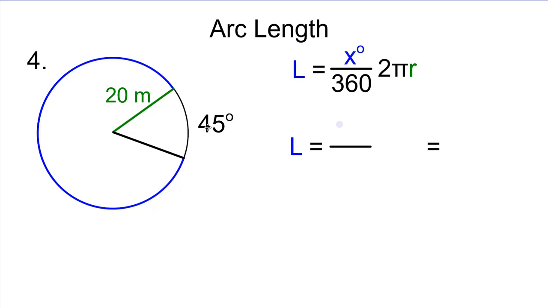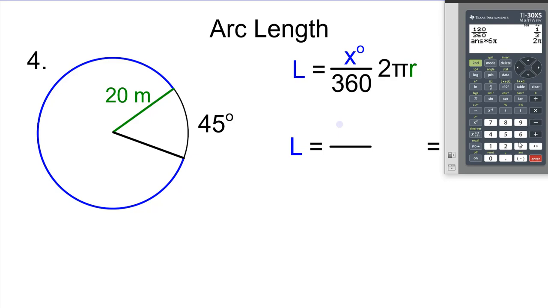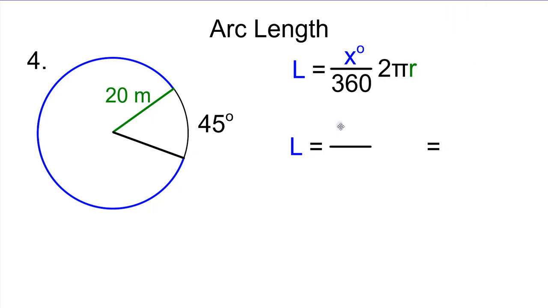Anyway, so if this is 45 degrees, what's the part of the circle that we're interested in? So we just want to do 360 minus 45, which you might be able to do in your head, no big deal. 315. So our fraction is 315 out of 360 times the circumference of the whole thing, which was 40 pi.